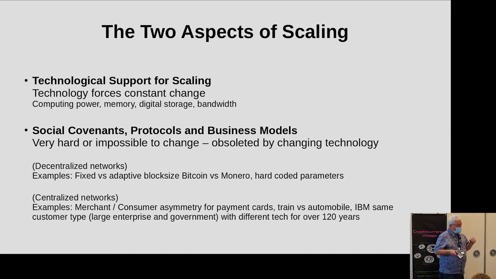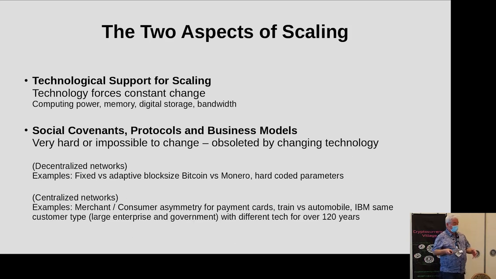And this is where you have to build the centralized and decentralized. In a decentralized network, an example would be an adaptive process. There will be a maximum number of coins in Bitcoin. There will be a tail issuance in Monero. Those are examples. An example in a centralized network would be, for example, merchant-consumer symmetry for payment cards.